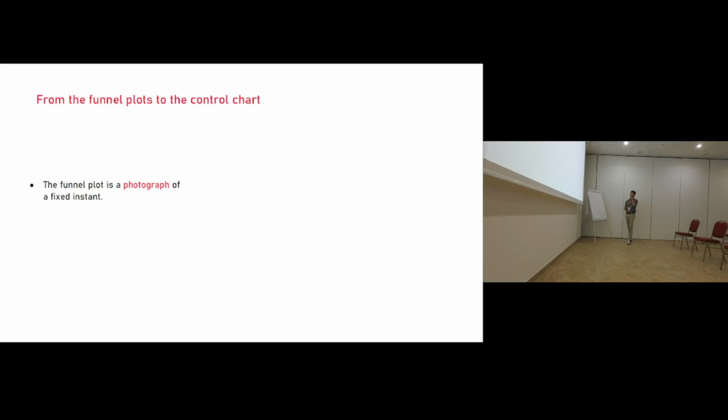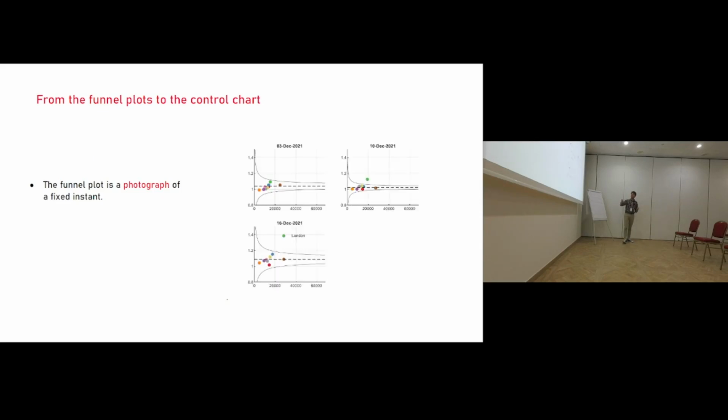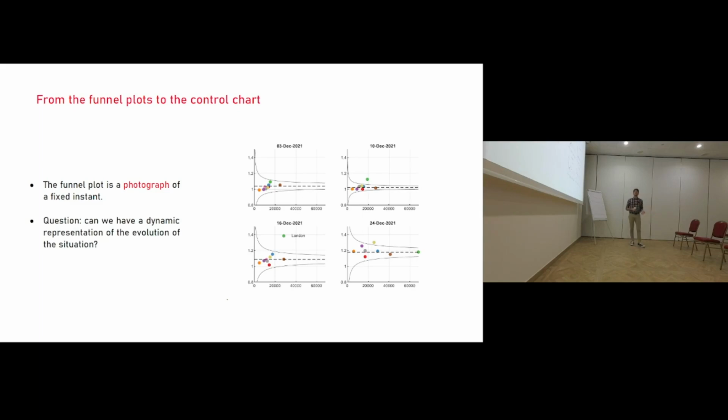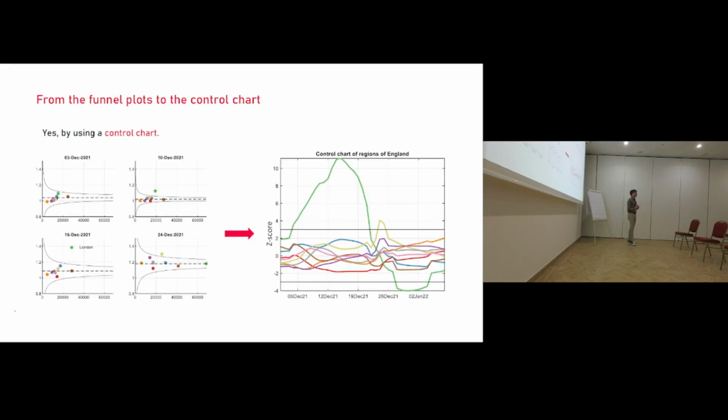Okay, our first problem with this tool is that a funnel plot is a photograph of a fixed distance. We have a picture for the 3rd, one for the 10th of December, one for the 16th, and one for the 24th. So a natural question arises: how is it possible to have a dynamic representation of the evolution of the situation? And the answer is positive, by using a control chart.